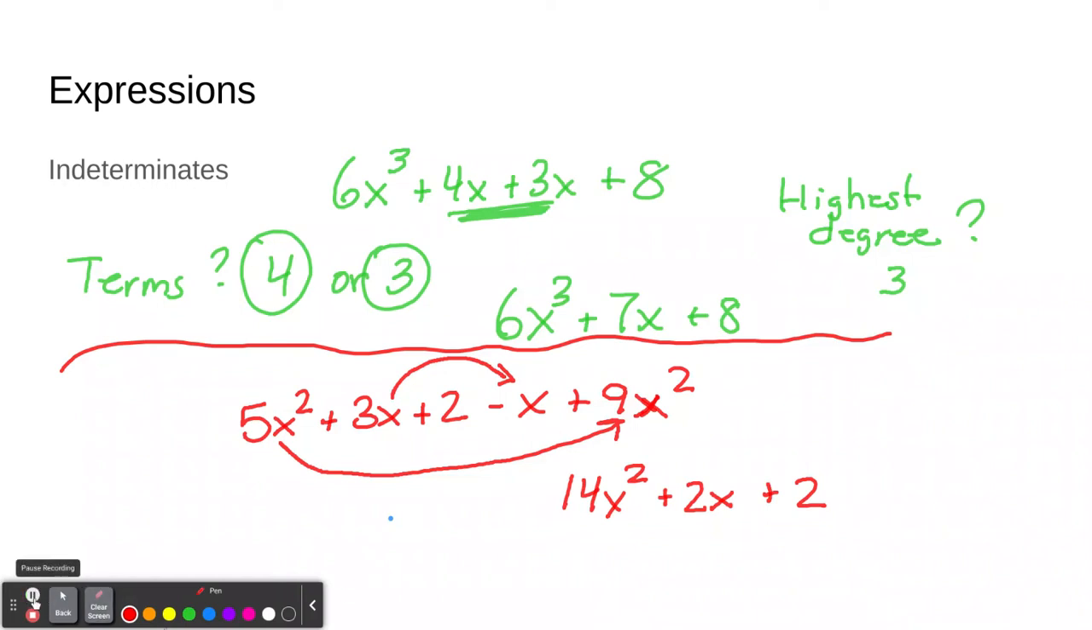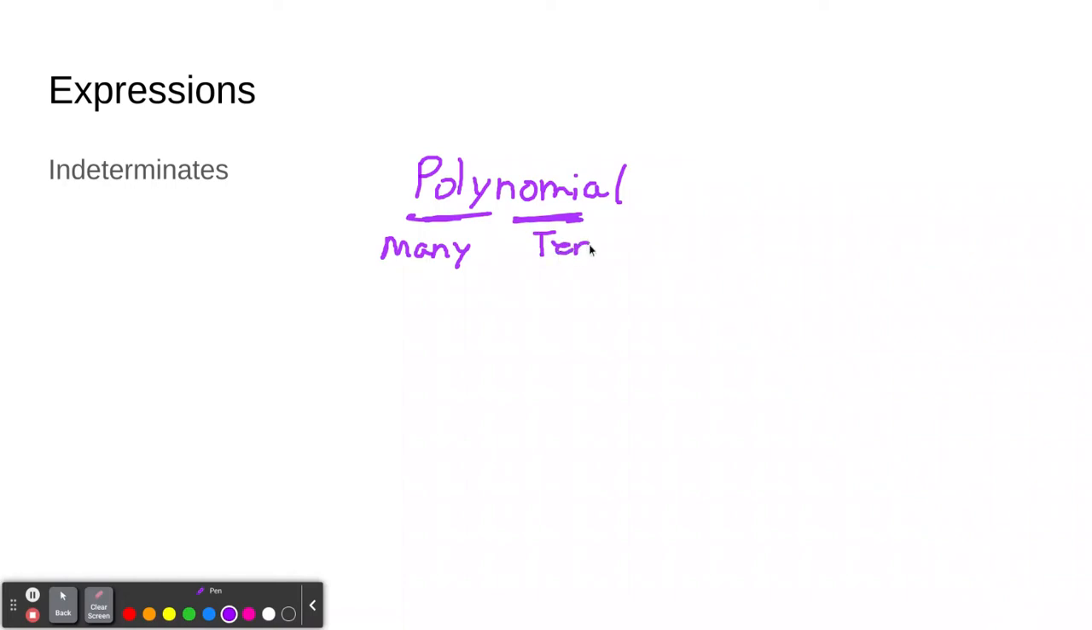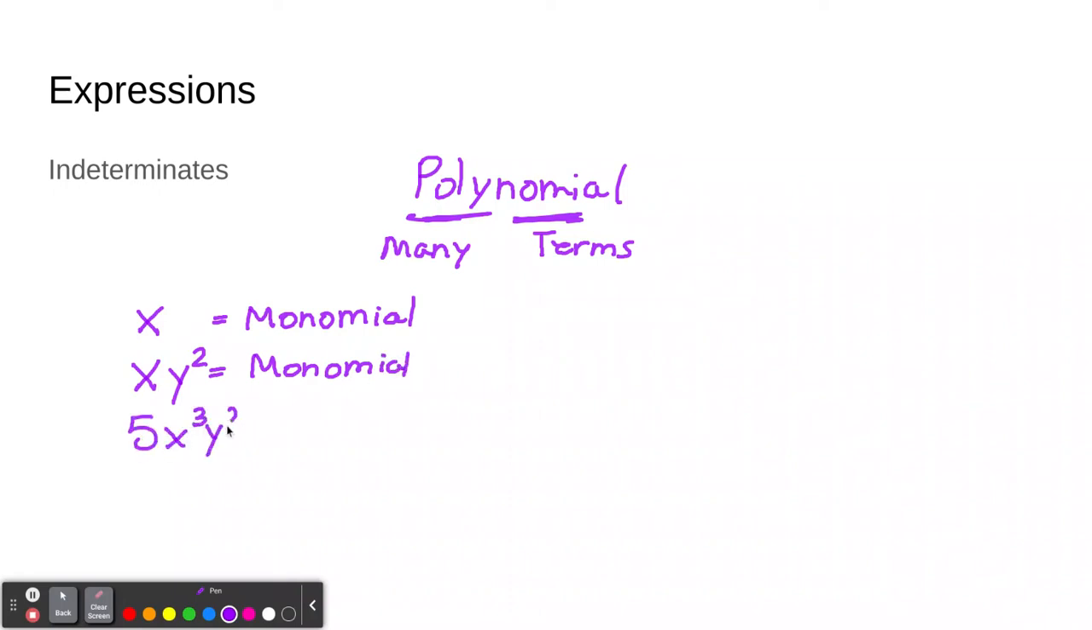Okay, so let's clear this out. We'll use purple. Why not? And let me write polynomial again. Polynomial. Poly, as I said before, means many. Nomial means terms, so many terms. But we do throw in monomial. So if I put an x, that's a monomial. And if I put xy squared, that is a monomial. What if I gave you 5x to the third, y to the second, z? Well, that's still a monomial.